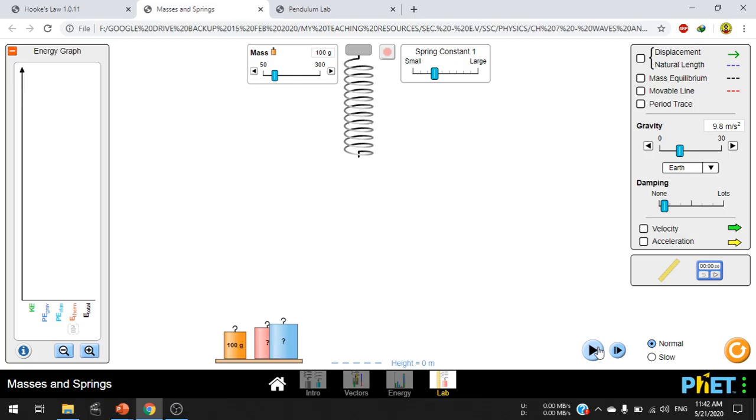Here we see the simulation of a mass spring oscillator. This mass spring has now no load added to it.